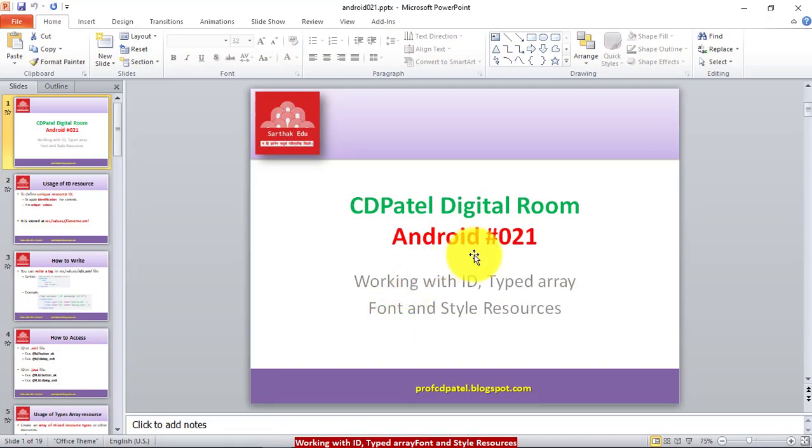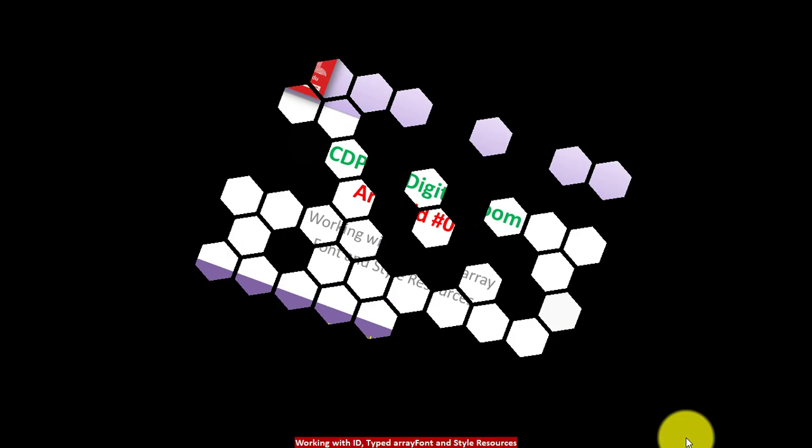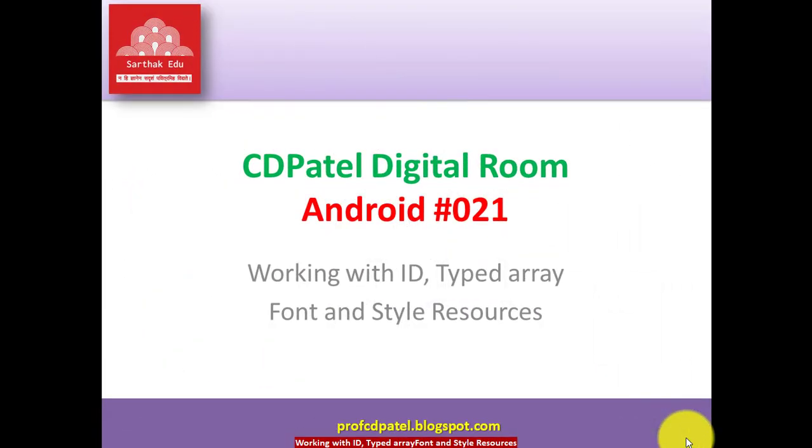Today we are going to learn about ID, type array, font and style resources. So keep in mind some basic rules of resources. Resources are organized in a strict directory hierarchy. All resources must be stored under the resource project directory and it must be in lowercase.